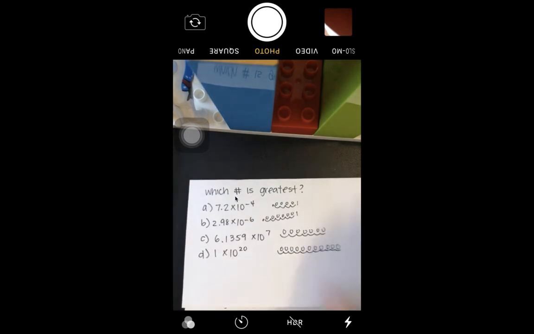Good job. Okay. This is where you need your calculator. So go grab your calculators right now if you haven't done so yet. Okay, we're going to do this together. And I don't want you to be confused.